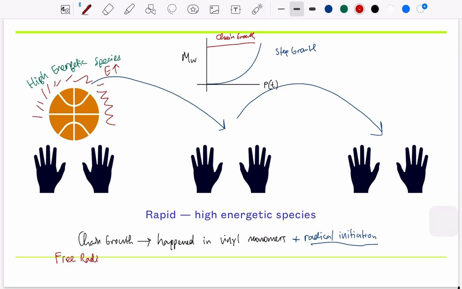the other name, polymerizations. Okay, because it involves the radical, okay? The high energy species, the radical. Okay? And how to generate the radical? We need to have another substance which we call the initiator.